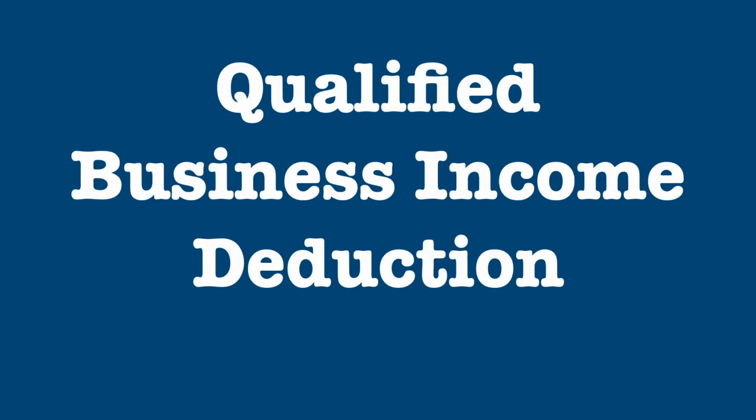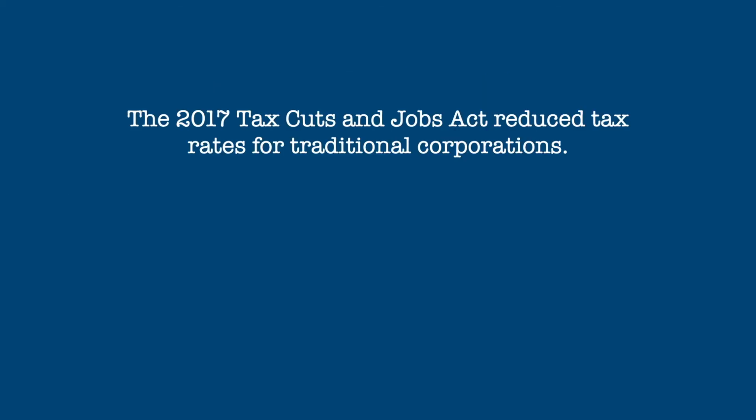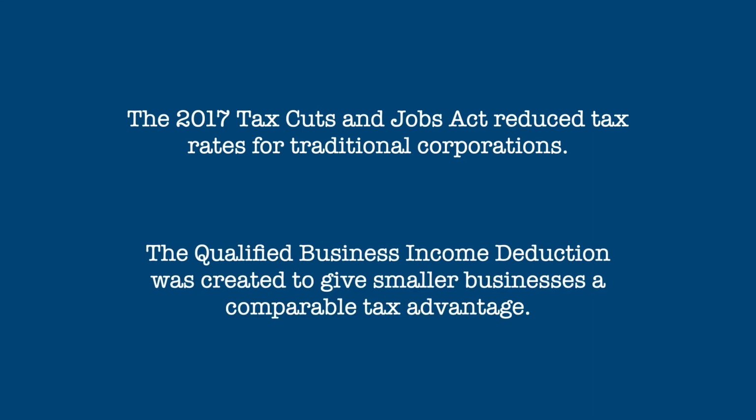Today we're going to look at the Qualified Business Income Deduction and its effect on the taxes small business owners pay. The 2017 Tax Cuts and Jobs Act reduced the income tax that traditional corporations, or C corporations, paid on their net incomes. The framers of the act wanted to provide similar relief to smaller businesses that were not traditional corporations. Thus, the Qualified Business Income Deduction was born.